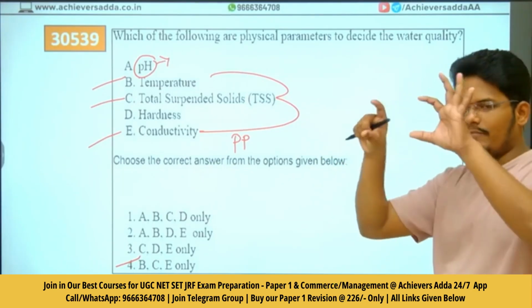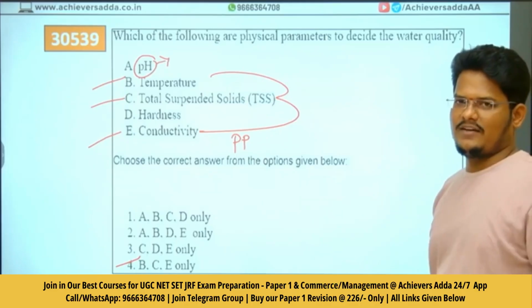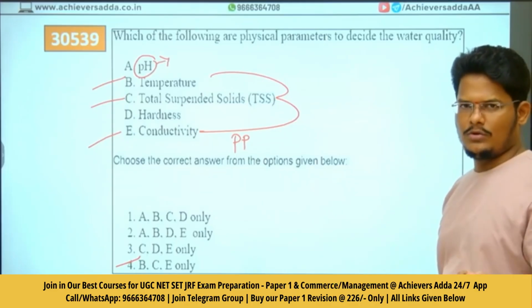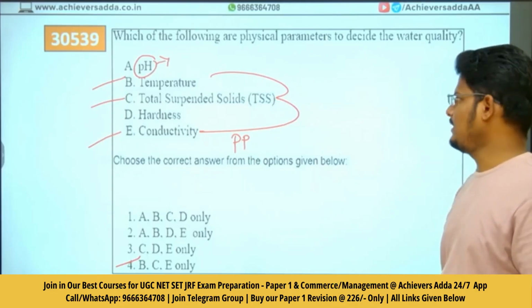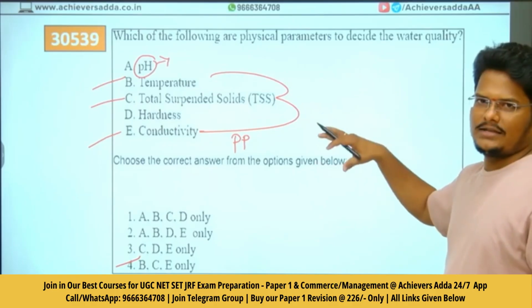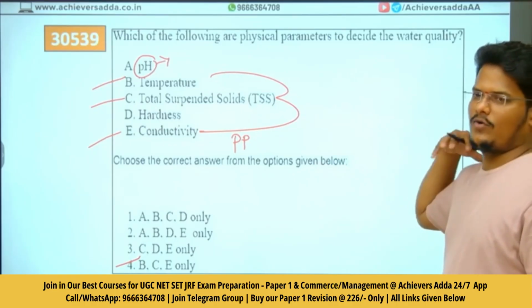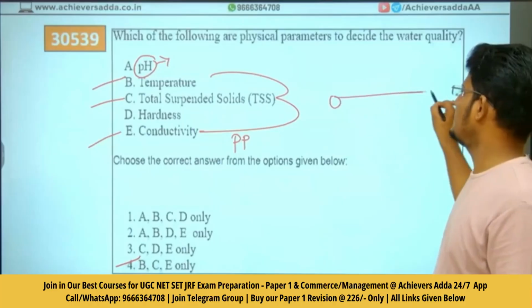pH is a scale of measurement. It is a type of tool that decides whether the water is alkaline or acidic. It will be decided on a scale from 0 to 14.